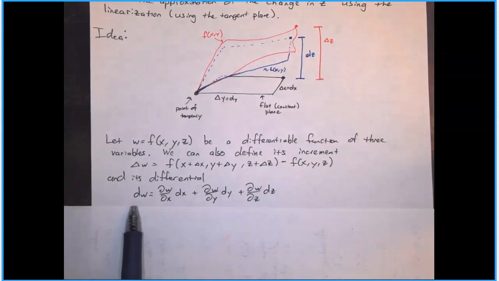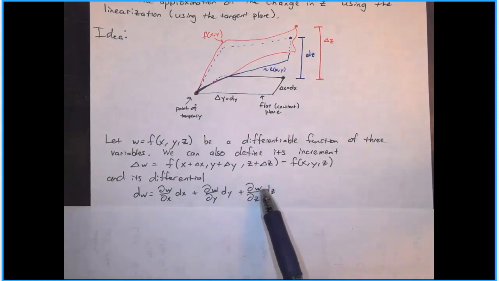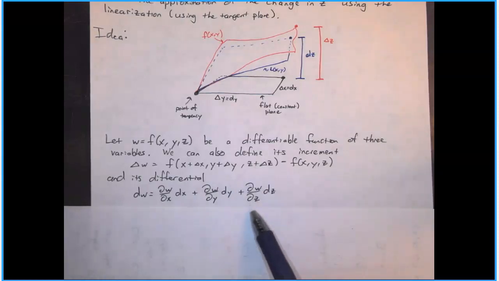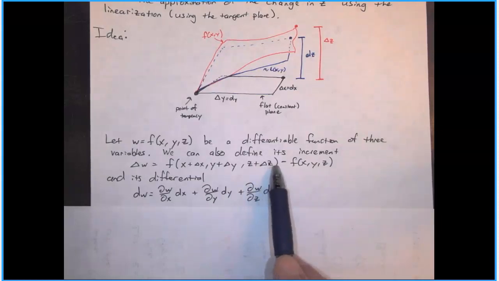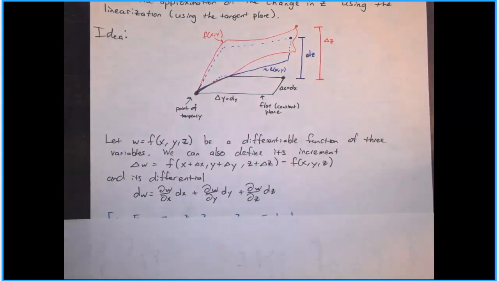And the differential is defined as dw equals the partial derivative of w with respect to x dx, plus the partial derivative of w with respect to y dy, plus the partial derivative of w with respect to z dz. So again, same as before, but now we're adding this third term. So if you wanted to define this for as many variables as you want, you just keep adding coordinates here and adding terms here, and you get the same idea. So now let's do an example.